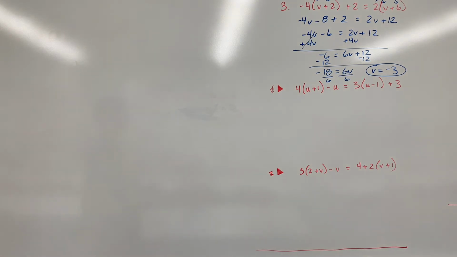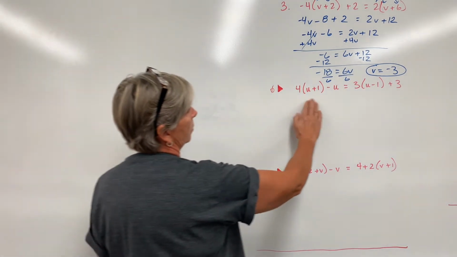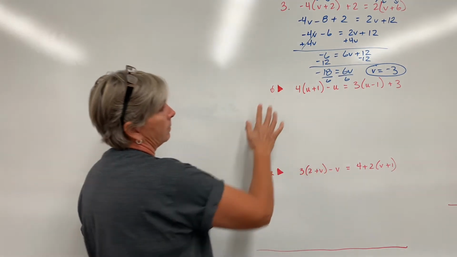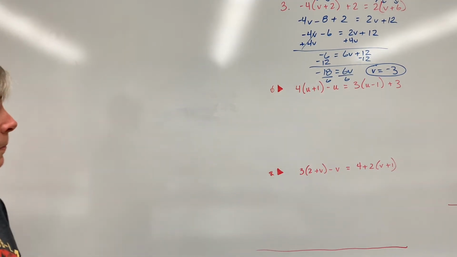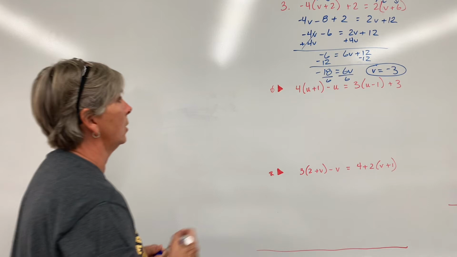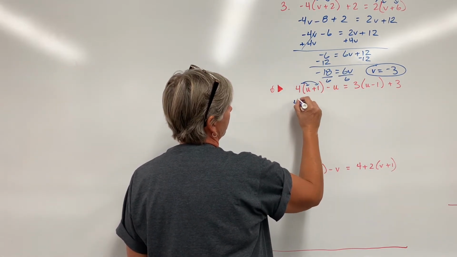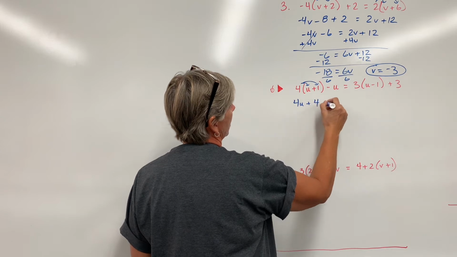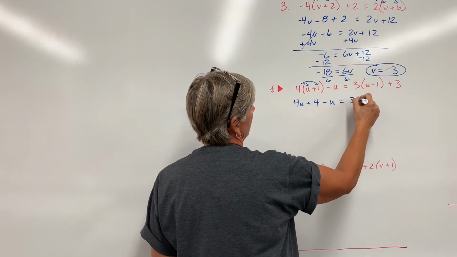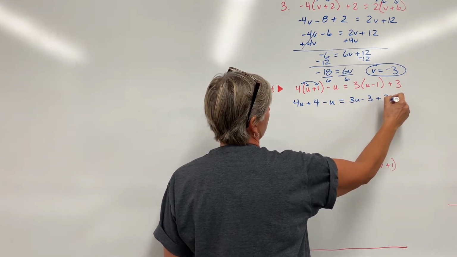That worked out the way most equations that we do work out. This is what we're used to, getting a single answer. So let's see what happens with this one. We're going to end up getting no solution on this one, and let's see how that looks. Again, if I start by distributing, I'm going to have 4u plus 4 minus u equals 3u minus 3 plus 3.